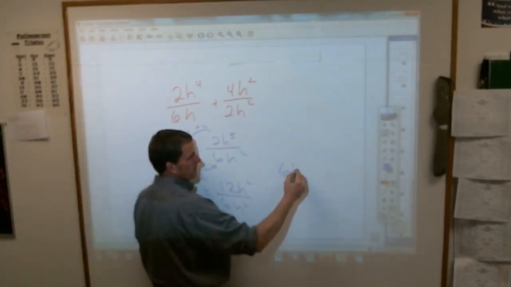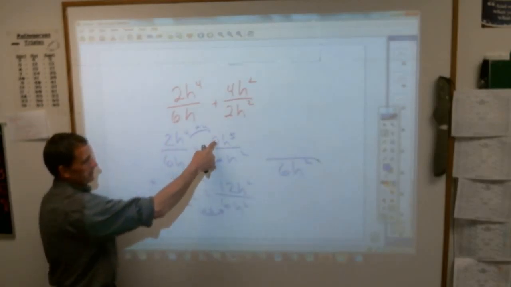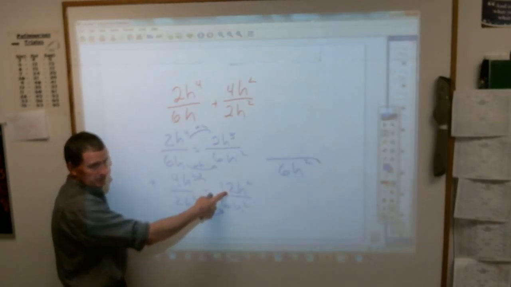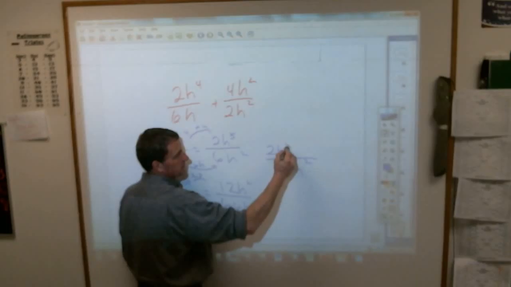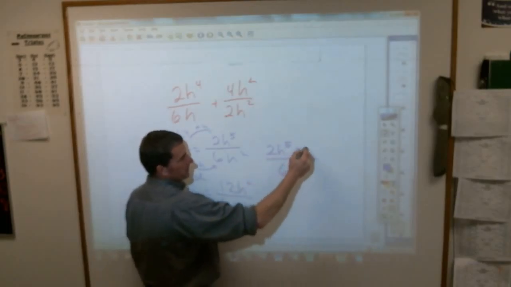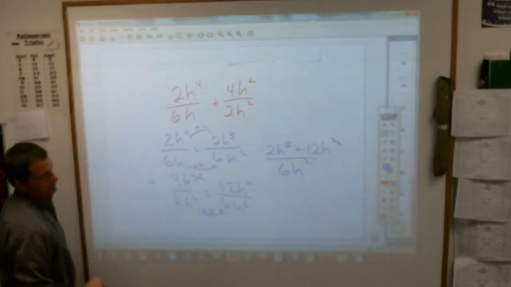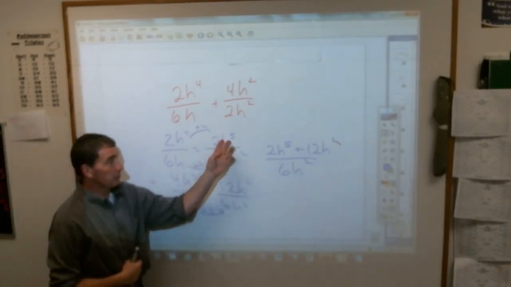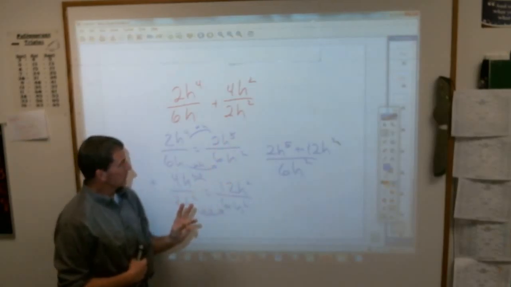You can keep your 6h squared, and you are adding this plus this, which unfortunately they're not like terms, so you can't put them together. You have to write it out like this. It's 2h to the 5th plus 12h squared over 6h squared. Are you with me? These are not like terms. You can't put them together. You need an h to the fifth to put them with 8. Did I do something wrong?